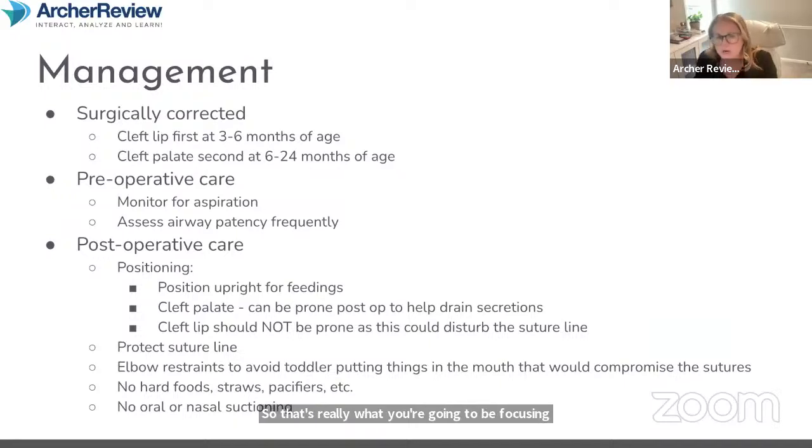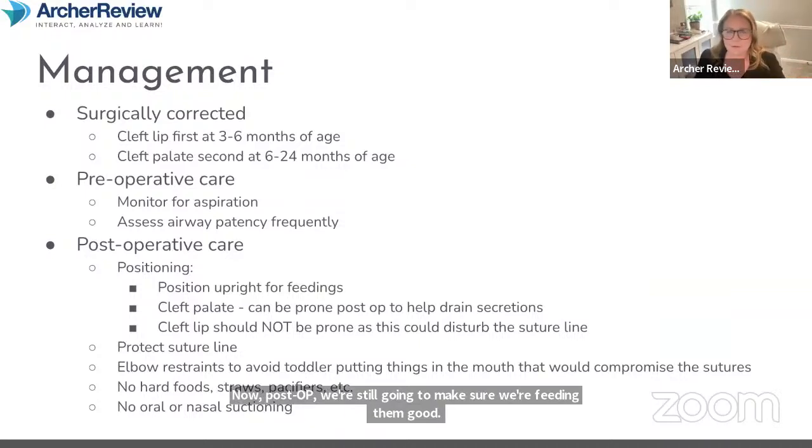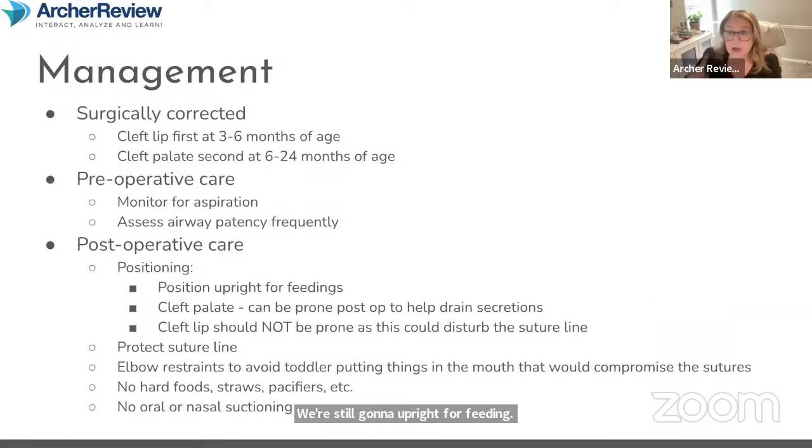Now, post-op, we're still going to make sure we're feeding them well. We're still going to keep them upright for feeding. We still want to prevent aspiration. But we've got one more additional nursing consideration that we didn't have pre-op, and that is protecting their sutures. This is a very delicate plastic surgery, and 3, 6, 12-month-olds, they like to grab at everything possible. So if they are grabbing at their face, their suture lines, that's going to rip things open, and really, that's not going to be so good.